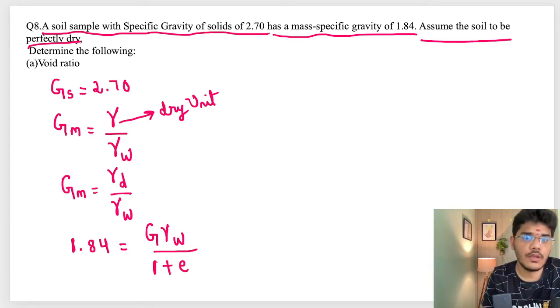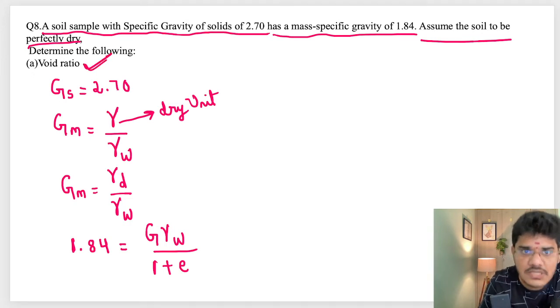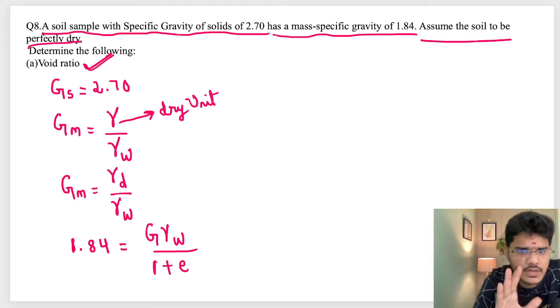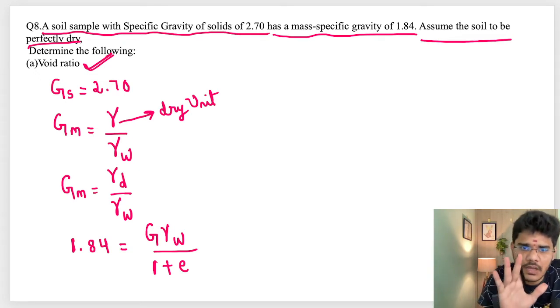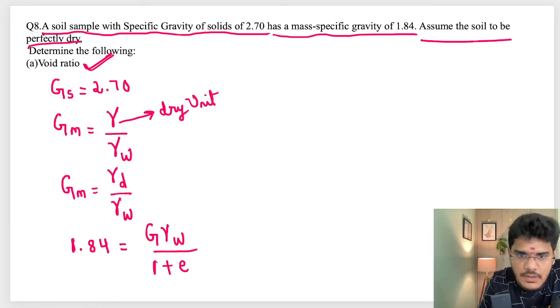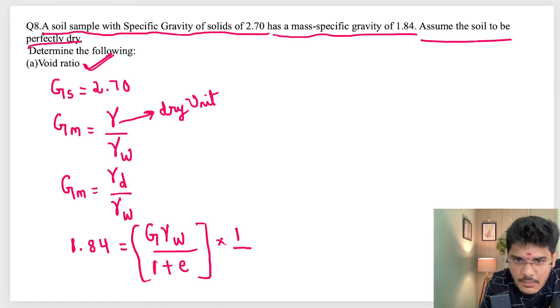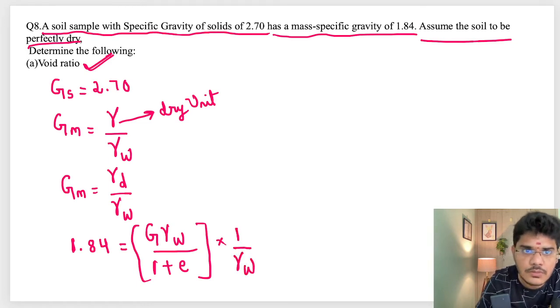This gamma D we know is G gamma W by 1 plus e. Actually what has been asked in the problem? Void ratio we just have to calculate. Determine the following. Void ratio only we have to calculate. So we already know the relationship between gamma D in terms of specific gravity. Gamma D is equal to G gamma W by 1 plus e. In the denominator also gamma W is there. So this gamma W and this gamma W will be cancelled out.